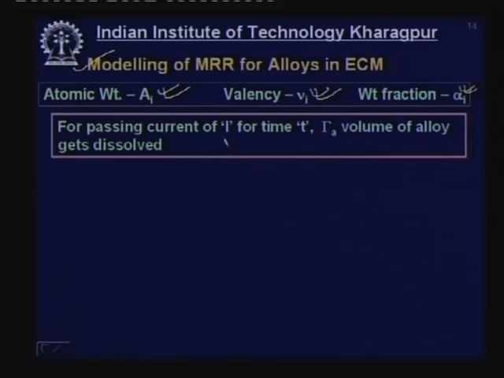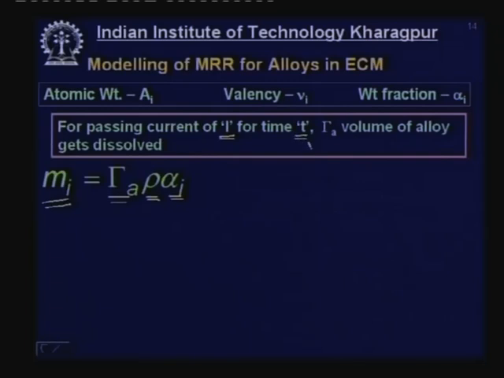Now, for passing a current of I with a duration of t, there would be a total volume removal which is gamma A. Now, what is that expression for volume removal? Gamma A into rho into alpha i would be Mi. What I am trying to say is that if you pass a current of I over a time span of t, you would remove a total volume of gamma A, out of which Mi, or for that matter M1, is the total amount of dissolution of the first element. How much is that? M1 is equal to gamma A times rho times alpha 1.